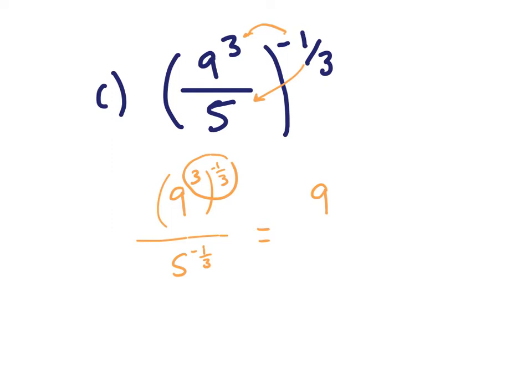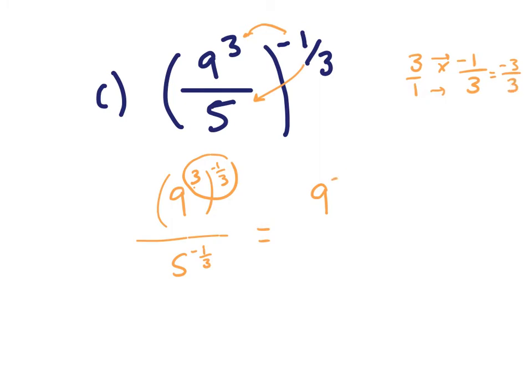So this, I'll do it on the side so we can see it a little bit better. 3 times negative 1. So this would be like 3 over 1. Multiplying fractions, you multiply the tops, multiply the bottoms. So this would be negative 3 over 3, which is negative 1.